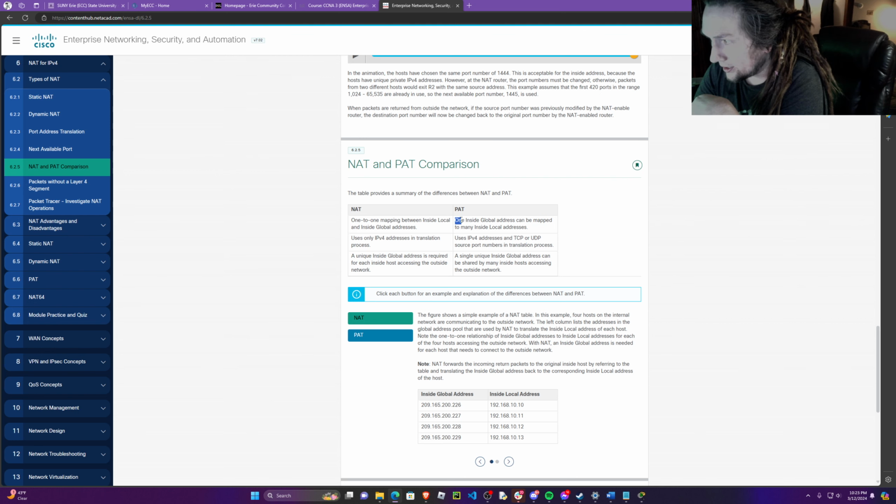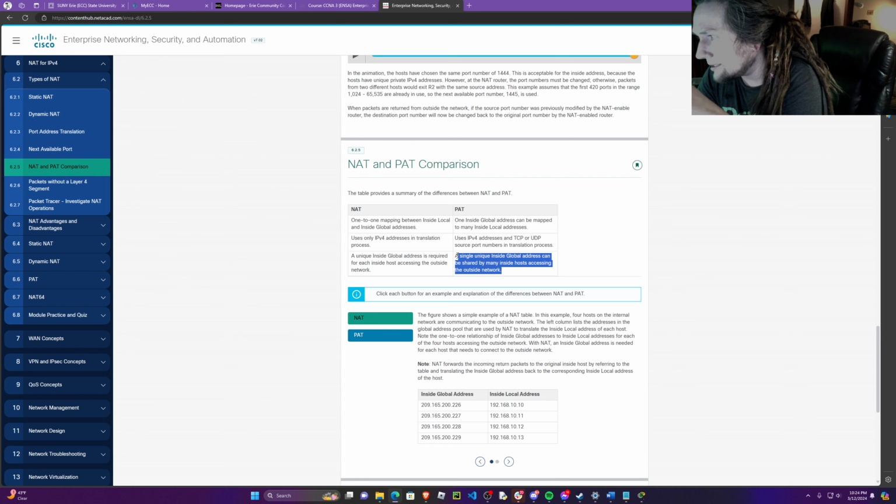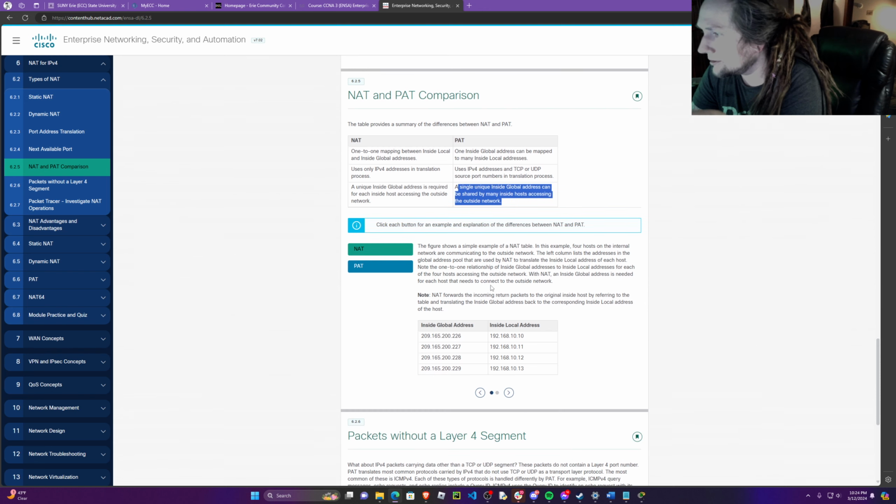With PAT, one inside global address can be mapped to many inside local addresses. It uses IPv4 addresses in TCP or UDP source port numbers in the translation process. A single unique inside global address can be shared by many inside hosts accessing the network.